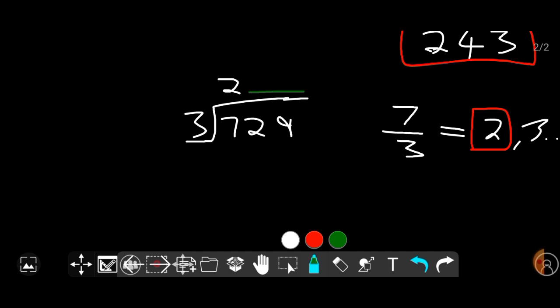Whenever a number is there, what should you do? It must multiply with this 3. So you say 2 multiplied by 3 and it's going to give you 6. Then 6 goes here, under the 7. So the answer goes like that.